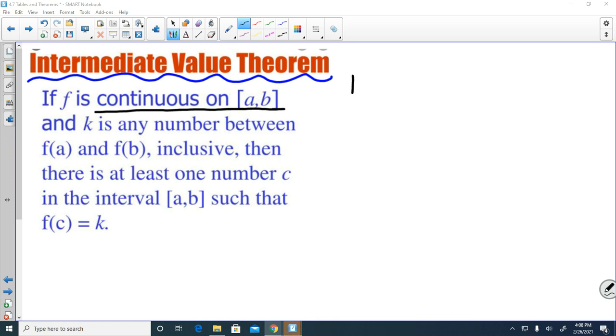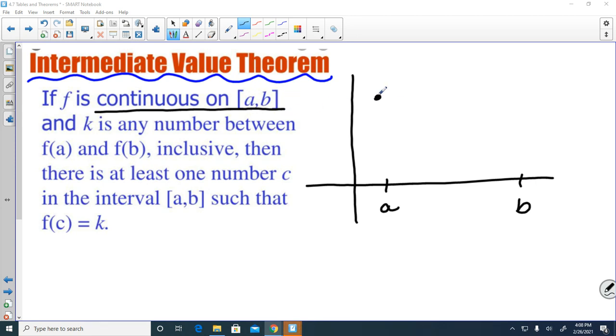So let me draw a sketch. From a to b, f has to be a continuous function on a closed interval. So the endpoints have to at least be closed, and no holes, no asymptotes between a and b. Okay, so that has to be met. k is any number between f of a and f of b. So f of a and f of b are the y values. So this part would be f of a. This would be labeled f of b. k is some number in between.